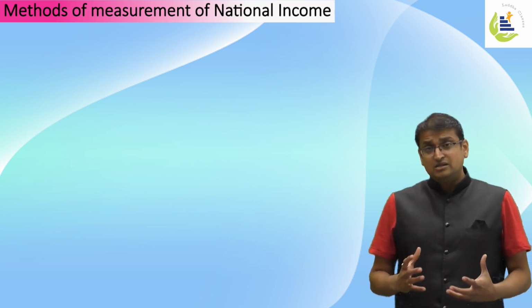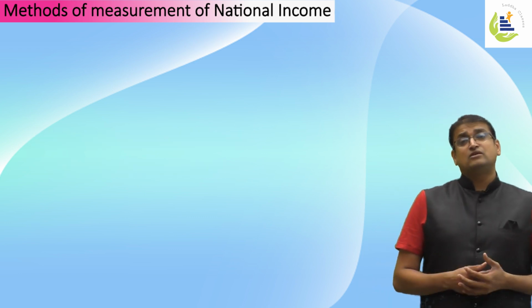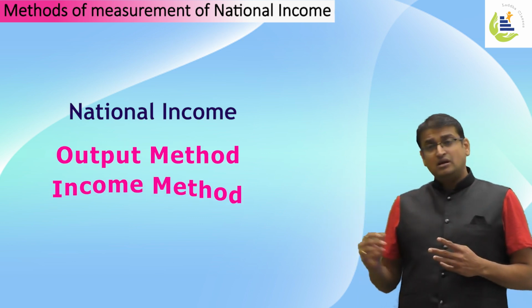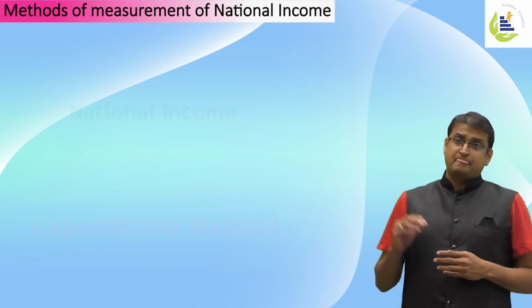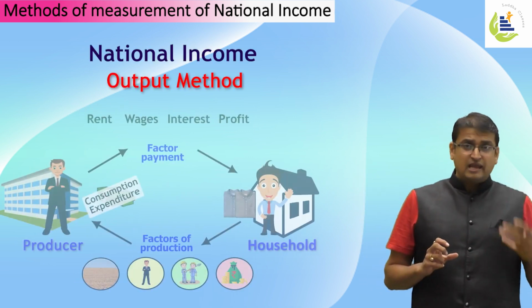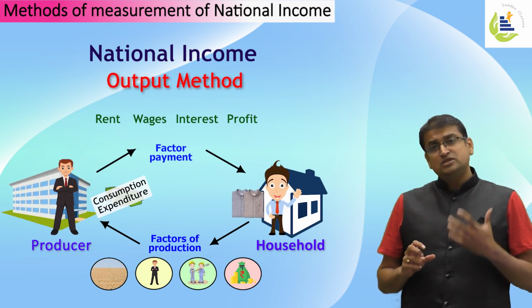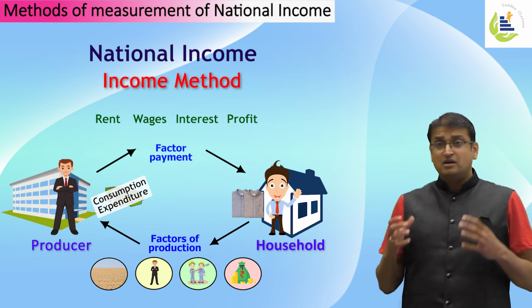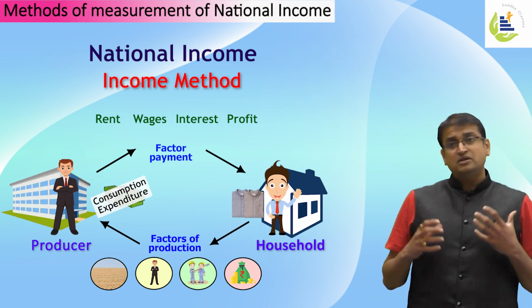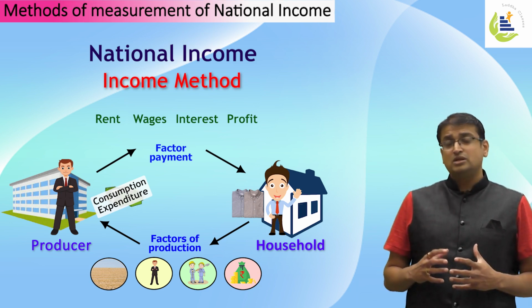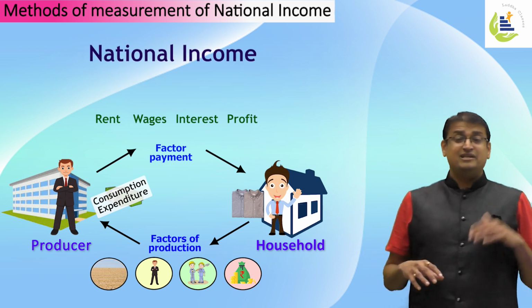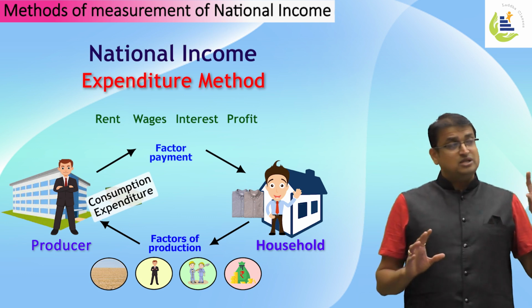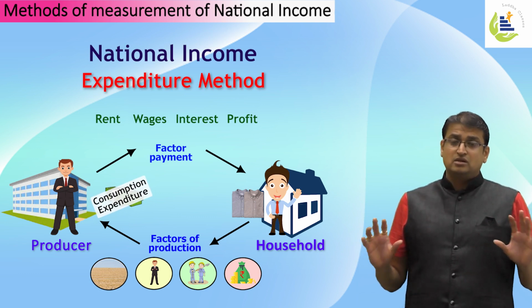So, in a nutshell, there are three methods of calculating national income: output method, income method and expenditure method. In output method, we take final values of all the goods and services produced in the country. In income method, we try to calculate all the income generated to all the households or individuals to calculate national income, and in expenditure method we calculate national income through all the consumption expenditures done in the nation during a given period.